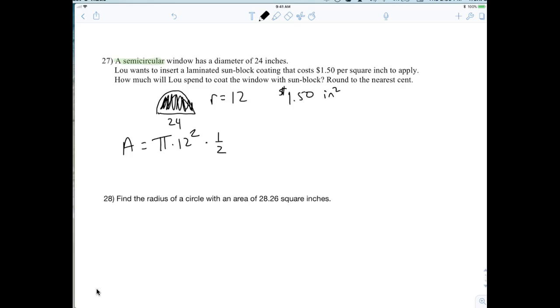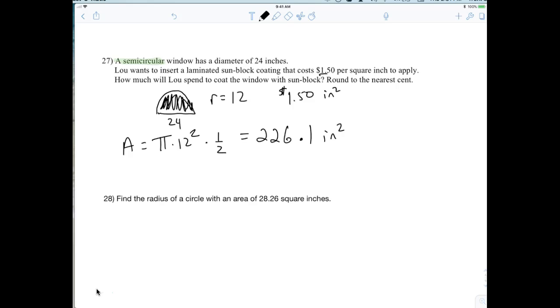All right, so you have to find the area. So everybody do pi times 12. Anybody else get 226.1? Now it's 226.1, and then we say square inches. Right? 226.1 square inches. Do we agree?